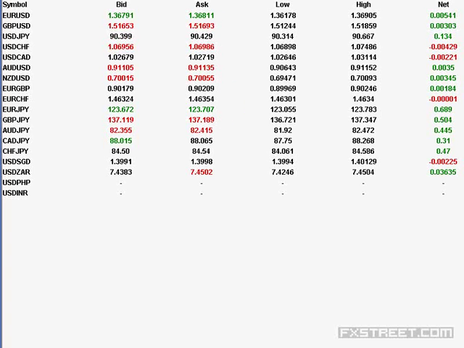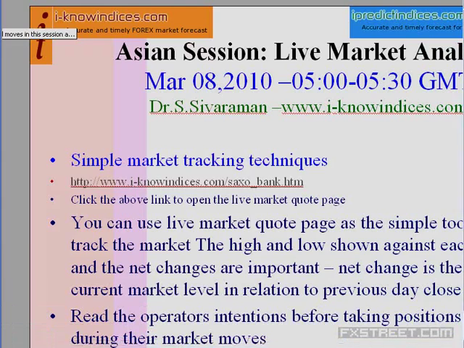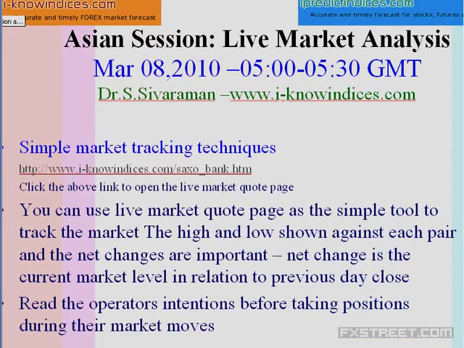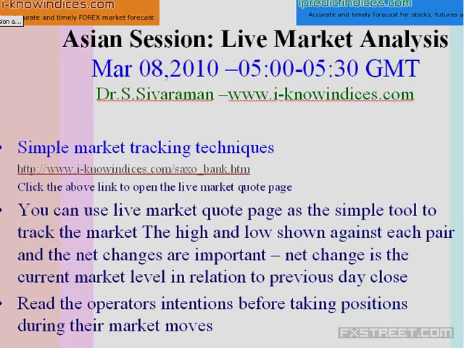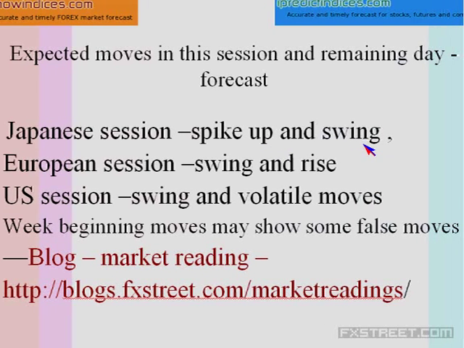So let us just go to that of today's expected market moves, the forecast. Then I'll explain as I promised in the blog about what had happened on Friday, so that people will be able to understand that market action is very important. Now, expected market move, Japanese session a spike up move that has already happened, and then swing near that of the high, which is what's happening here.